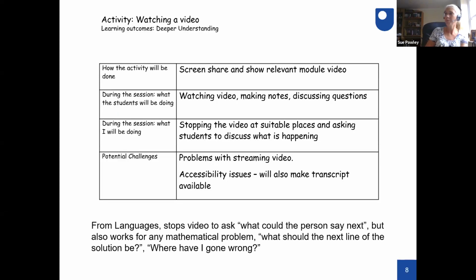Watching a video. Languages use it a lot because I'll have two people speaking in a different language and I'll stop them. What should the other person say next? You can do it for mathematical problems though. Rather than you sitting and going through a problem and writing it out by hand or having a PowerPoint, you can have a video already made that does that same problem. And then you can pause the video and ask, what's the next step? Even better, you can build some mistakes into your problem, and then ask the students where you've gone wrong.